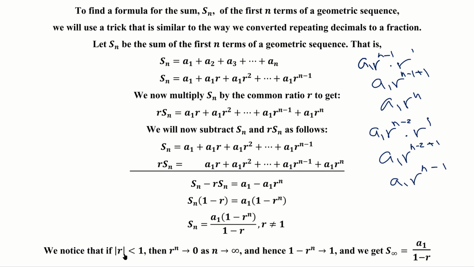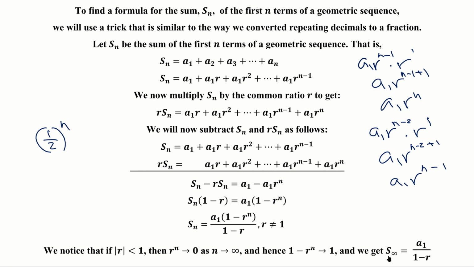Notice that if the absolute value of r is less than 1, then what happens to r to the n? So if you take, for example, 1/2 to the n, as the values of n become larger and larger, what happens to 1/2 to the n? It becomes smaller and smaller, and it eventually approaches 0. Hence, 1 minus r to the n approaches what? 1, because remember, this part is becoming 0. So 1 minus r to the n is going to approach 1 minus 0, which is just 1.